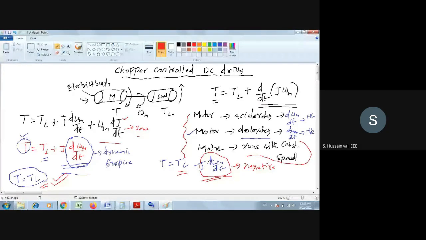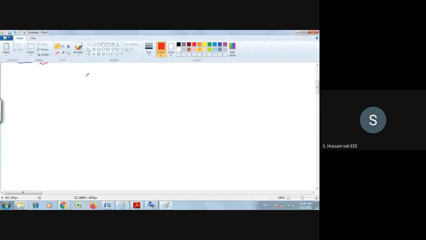Okay, so what you will observe now is that once you understand this, one important topic you require here is the four quadrant operation. What is the four quadrant operation? That I will tell you now.